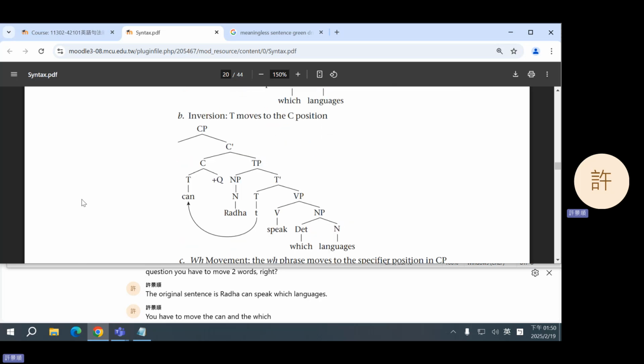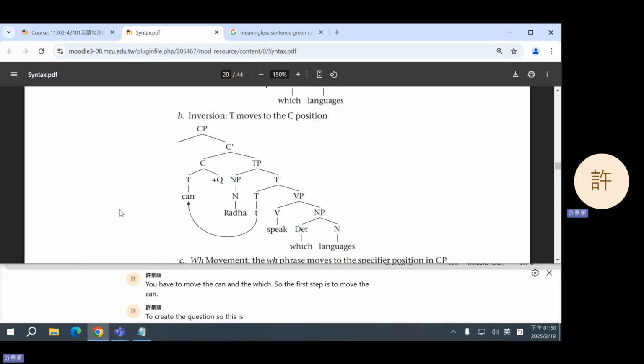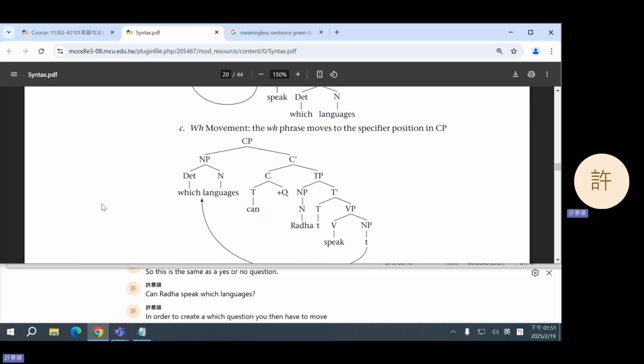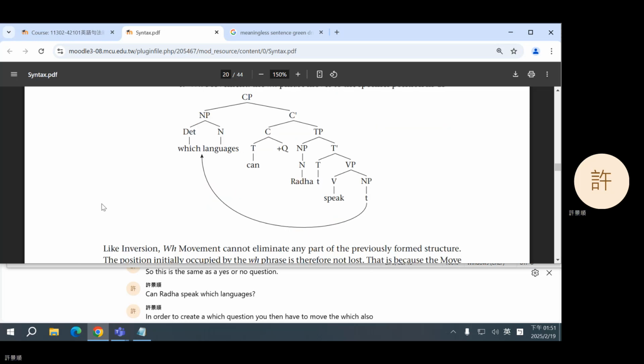So the first step is to move the can to create the question. So this is the same as a yes or no question. Can Radha speak which languages? In order to create a which question, you then have to move the which also. Or in this case, which languages? Which languages can Radha speak? And that's how you form a complete question in English.